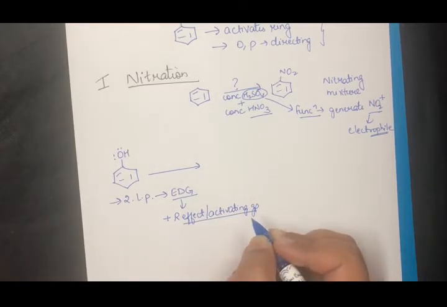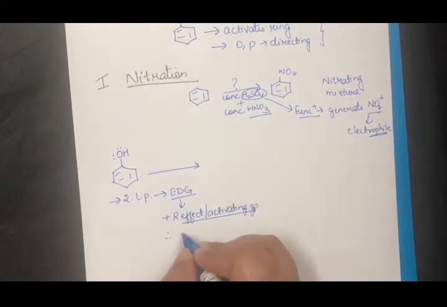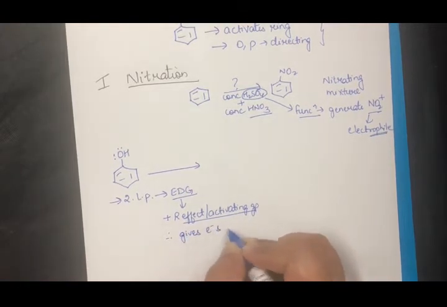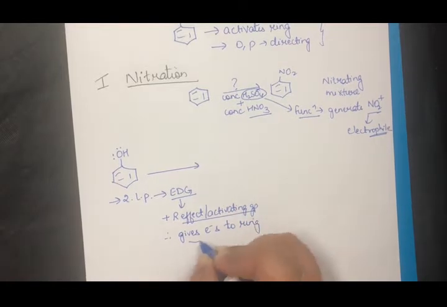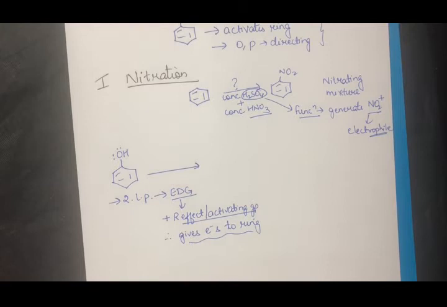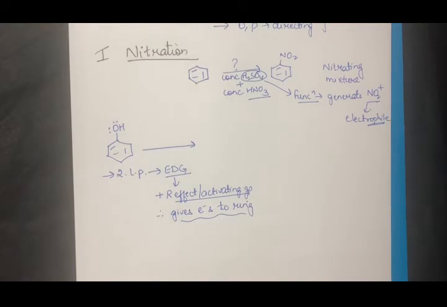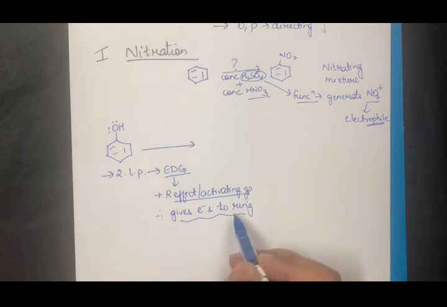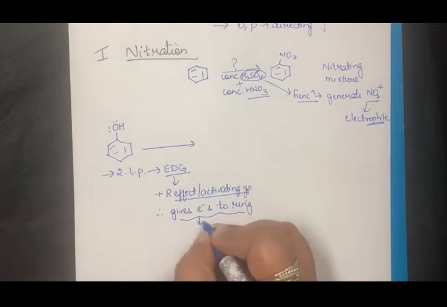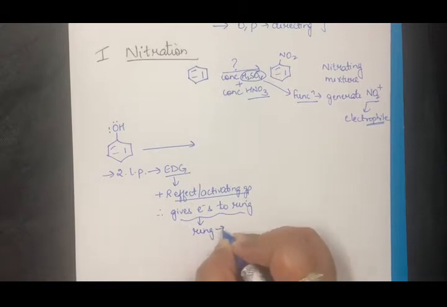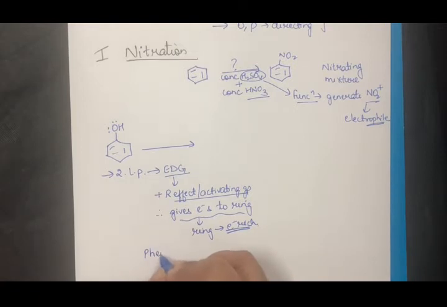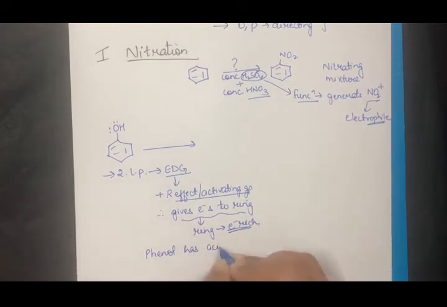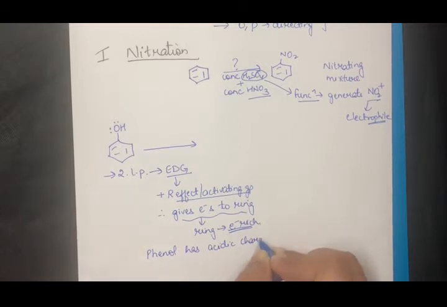Now since it is an activating group, it gives electrons to the ring. I am just explaining the entire process in a little detail so that you know why this is happening and not just what happens when nitration of phenol is done, right? So now this is going to give you electrons on the ring. In simple language, it will make the ring electron rich. Now we also know that phenol has acidic character. We have already done this.